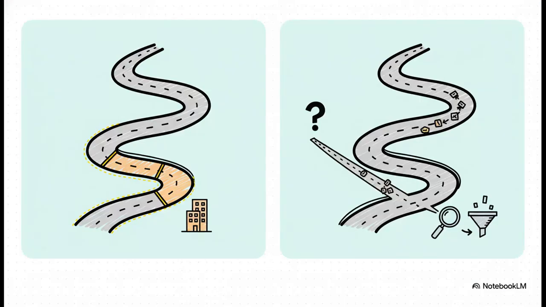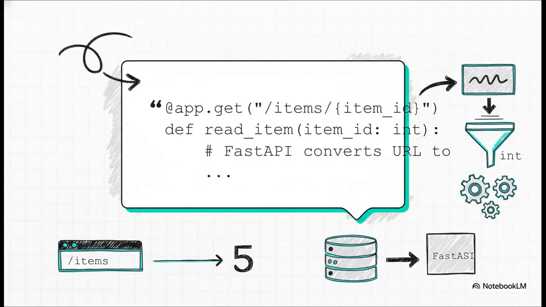So how do we pass information along with these routes? Well, there are 2 main ways. First up is a path parameter. This is where the data is actually part of the URL's structure, like /items/5 to get item number 5. The second way is a query parameter. This comes after a question mark, and it's used for optional things, like filtering or sorting. Think /items?limit=10.